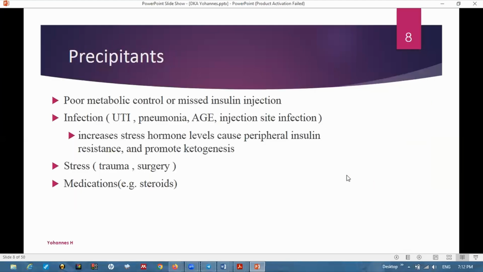So those are the commonest precipitants for DKA. One is poor metabolic control, missed insulin injection. The other is infection: UTI, pneumonia, acute gastroenteritis, and the most important thing is you should also check injection sites. They are the common sites for infection. Due to the increased stress hormone levels, they can cause peripheral insulin resistance and promote ketogenesis, so they can precipitate DKA. The other is trauma, stress, surgery, which can also be precipitants. The other is medications like Lasix and steroids, which can be precipitants.